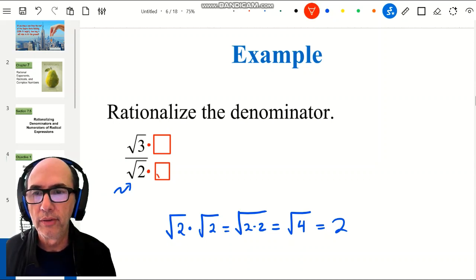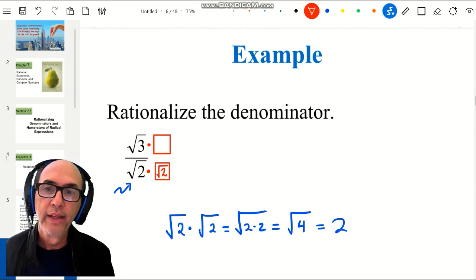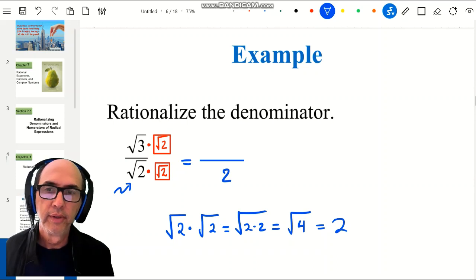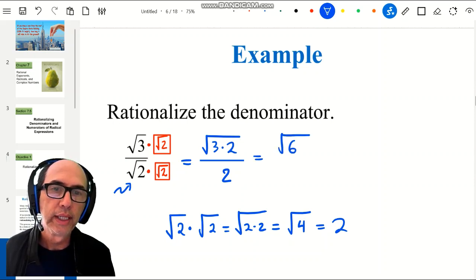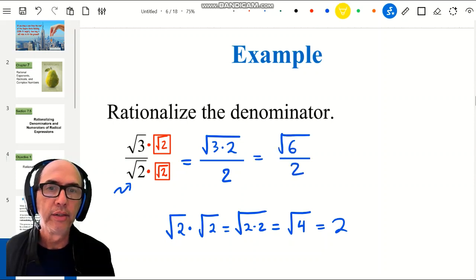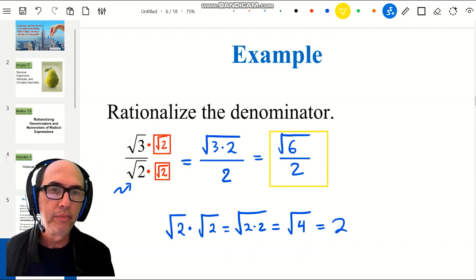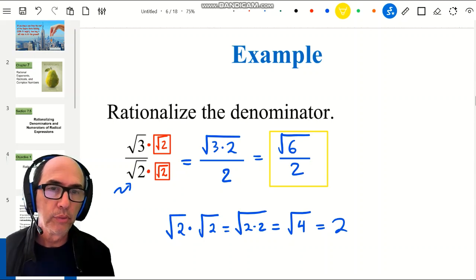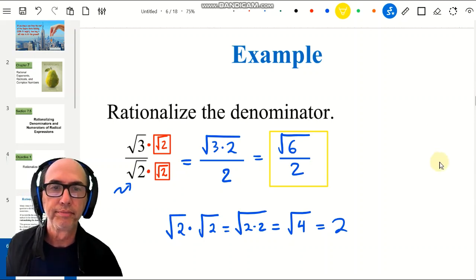You have to multiply on the bottom by square root of 2 and on the top as well, so we don't change the ratio. That means this equals: square root of 2 times square root of 2 is 2. And square root of 3 times square root of 2, square root of 3 times 2, is square root of 6 over 2. That's going to be the final answer. Look, it's the same ratio, the same fraction, but with no radical on the denominator.